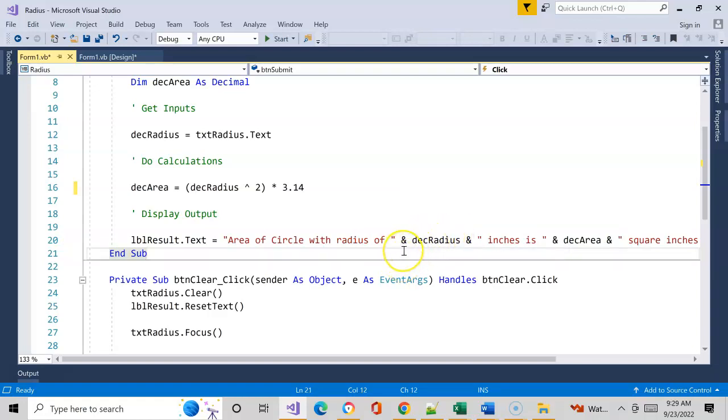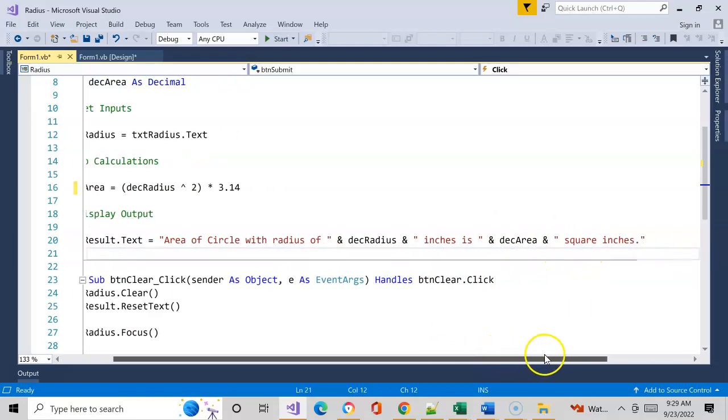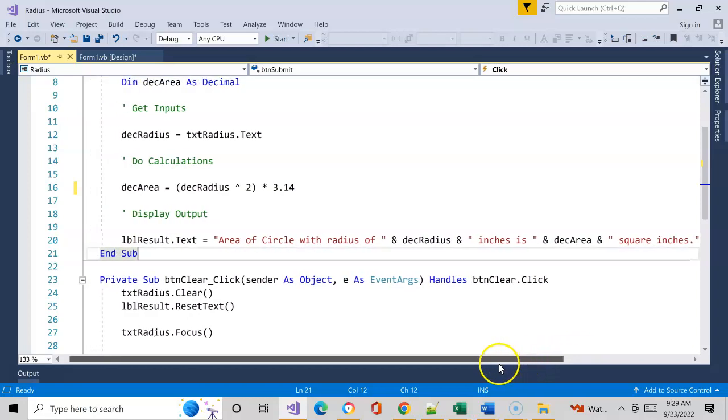And add to it symbol is, in this case, the ampersand. Then we're going to have another ampersand and create another little string, if you will, with a space before it. Inches is space. And then we're going to add to the actual answer and put in there square inches. You see how that works?